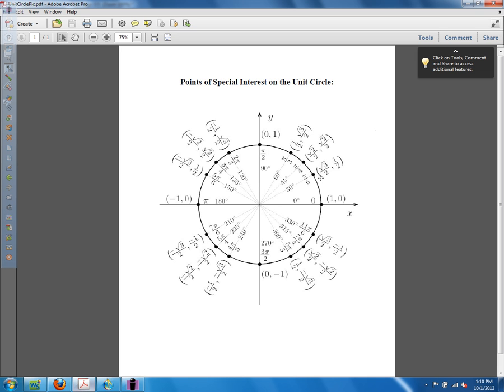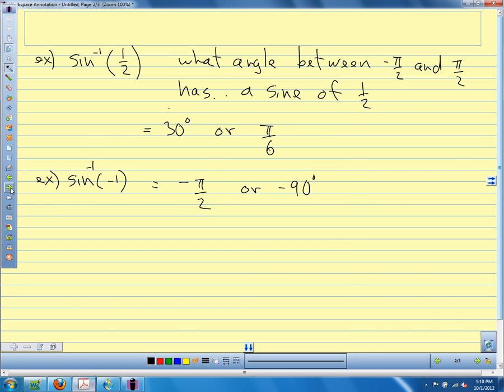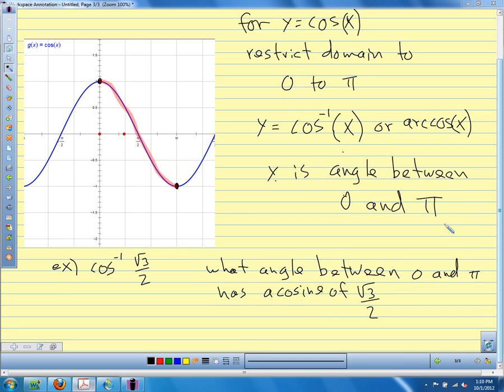And for the inverse cosine, I'm looking between 0 and pi. So for the inverse cosine, I'm only looking at angles up here in this top half of the unit circle. So my answer here is going to be, if I go back to my problem, what angle has a cosine of square root of 3 over 2? It's pi over 6 or 30 degrees. So that's how we find inverse cosines. We're looking for an angle, and our angle has to be between certain parts of the unit circle.